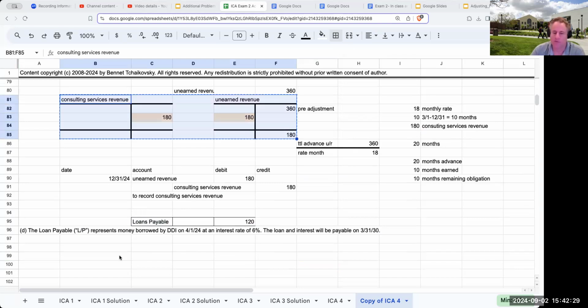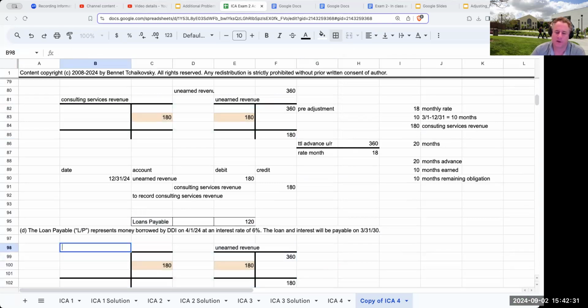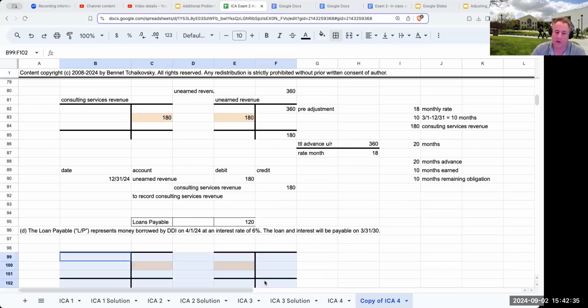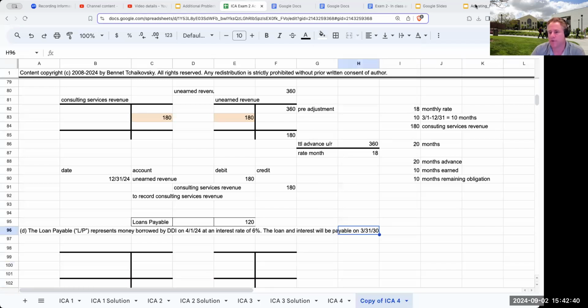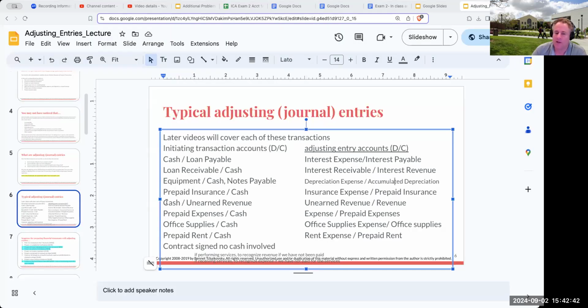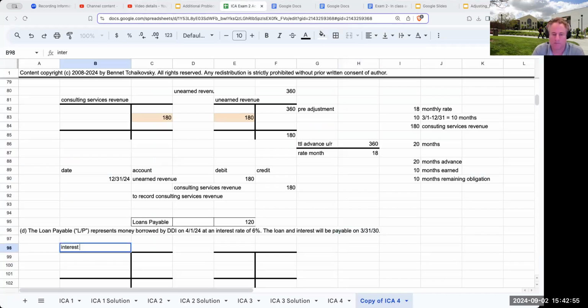Now, if I come over here, how do I adjust for a loan payable? Well, again, if I have a loan payable, meaning I borrowed money, and I'll put the link to the video over here, the adjusting entry is always going to be the same: a debit to interest expense, and a credit to interest payable.